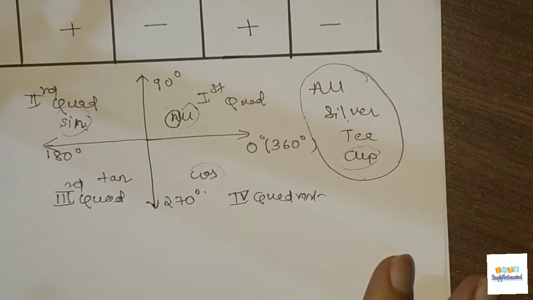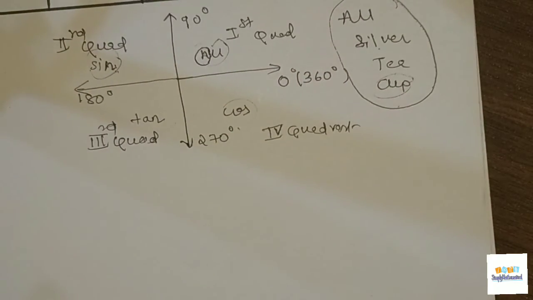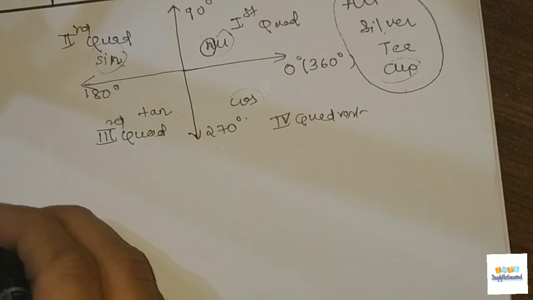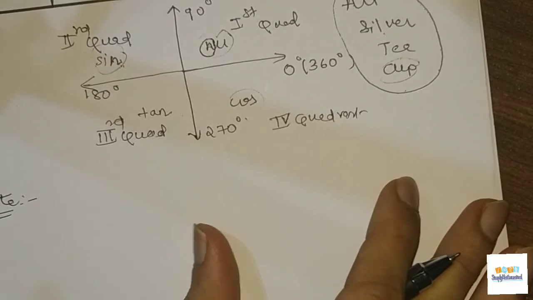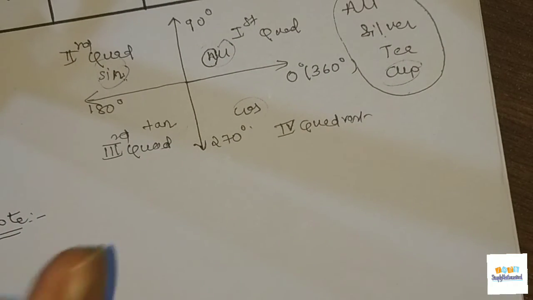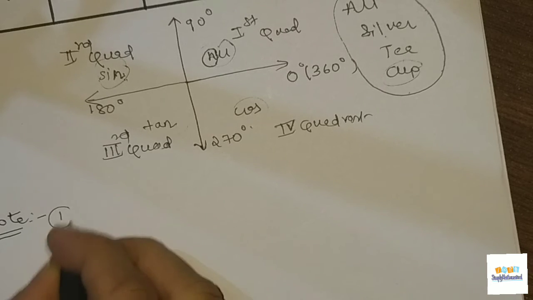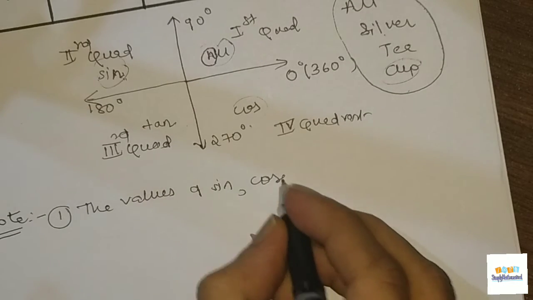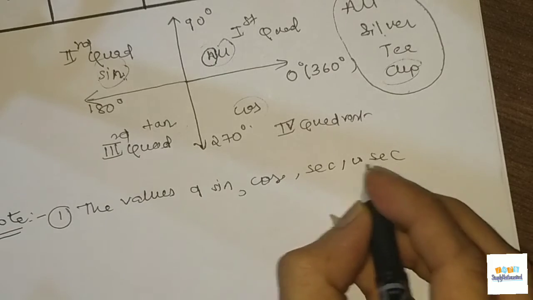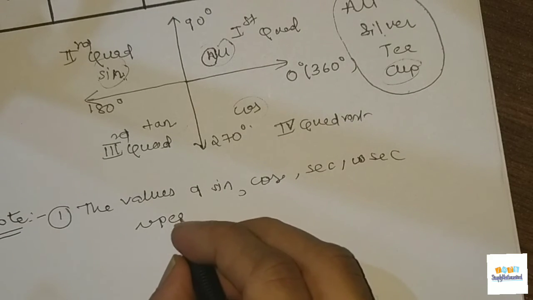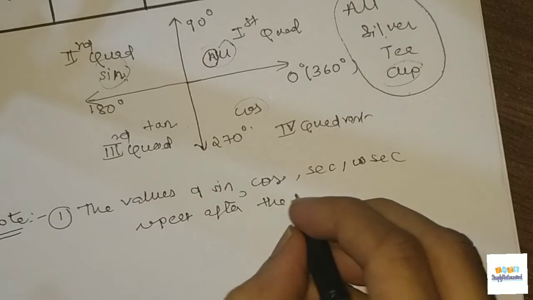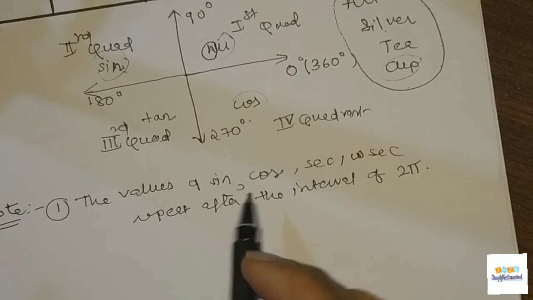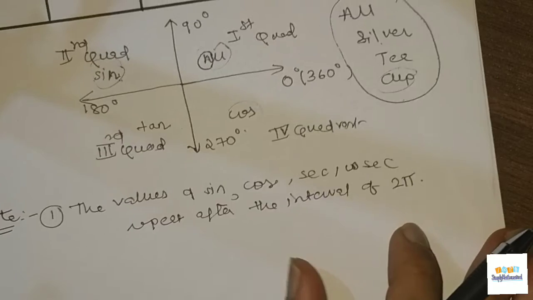Now one thing you have to note. This note will be useful in solving the problems in the exercise 3.2. So the first note is, the values of sine, cos, sec, cosec repeat after the interval of 2 pi. The values of sine, cos, sec, cosec repeat after the interval of 2 pi.